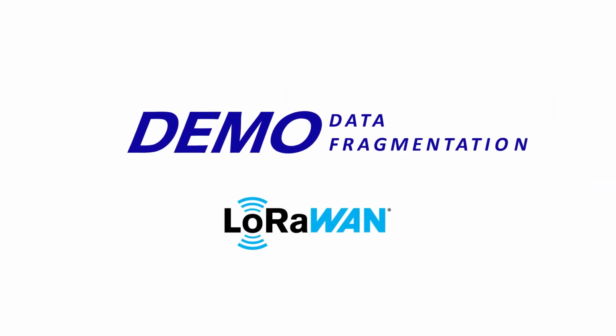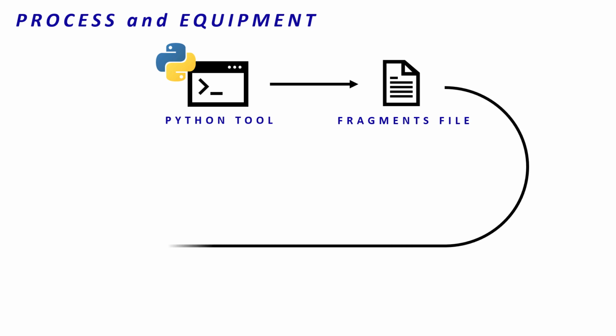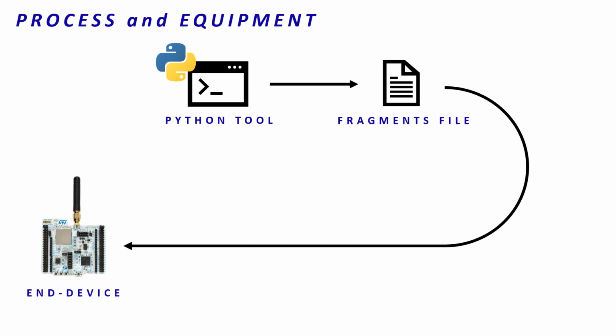In this video, we are going to use the LoRaWAN data fragmentation to send a large data file to an end device. Let's see how it works. Well, to perform a fragmentation session, we must follow a process. As you may have guessed, we need a file to send. To get it, we will use a Python tool we have created. It generates an arbitrary data file and it fragments it. Then we will send these fragments to our end device. Thanks to them, it will autonomously rebuild the initial data file.